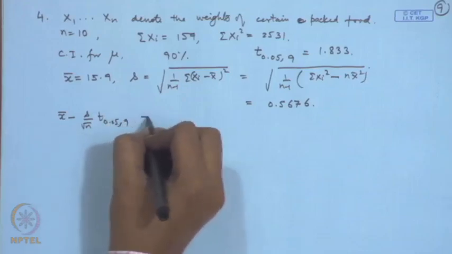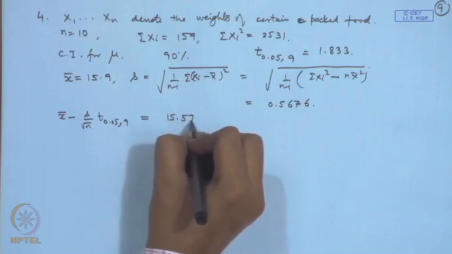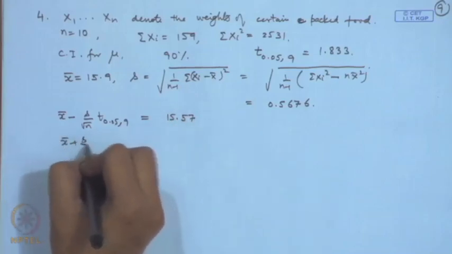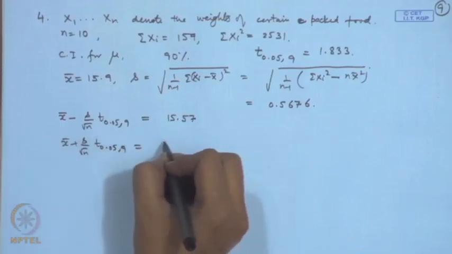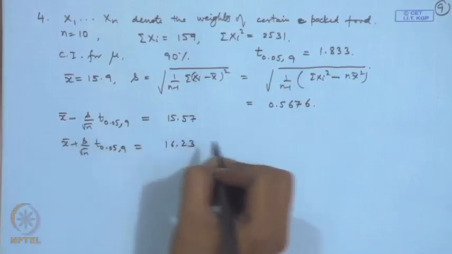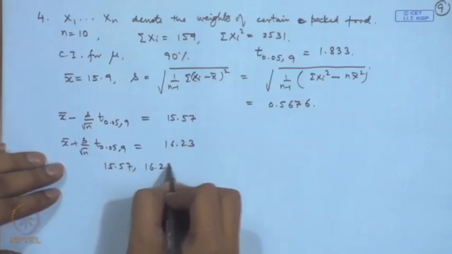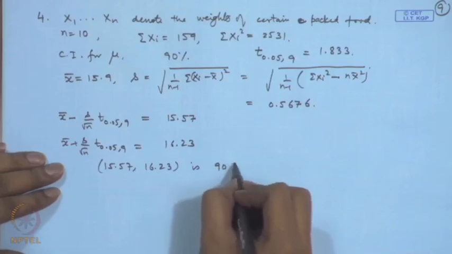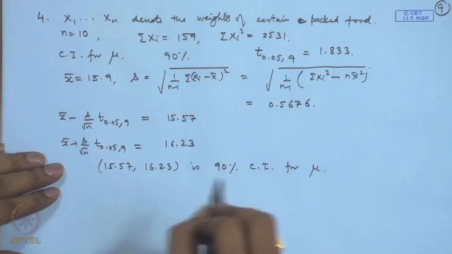So, we get the confidence interval x bar minus s by root n t 0.05, 9. This lower limit turns out to be 15.57, and x bar plus s by root n t 0.05, 9 turns out to be 16.23. So, 15.57 to 16.23 is the 90% confidence interval for mu.